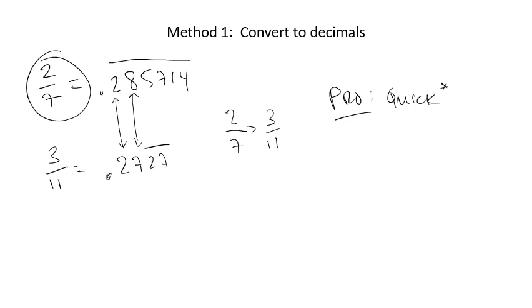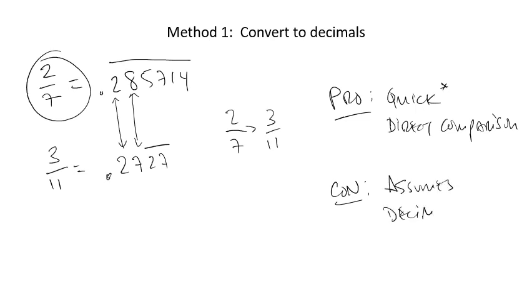The process of comparison is fairly direct. So we have a direct comparison method. Once we get those decimals, comparing the decimals is fairly straightforward. Now, the big con for this is that it assumes decimal fluency.